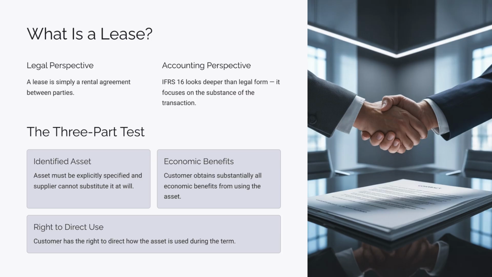Number two, the customer must have the right to obtain substantially all the economic benefits from using the asset. That means not just the output it produces, but any byproducts or other benefits derived from it. And number three, the customer must have the right to direct the use of that asset during the term. If all three criteria are met, the contract contains a lease.